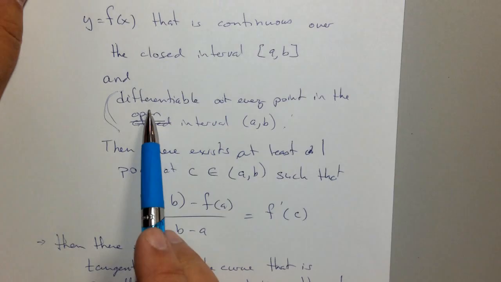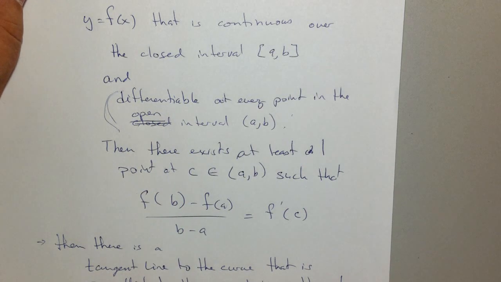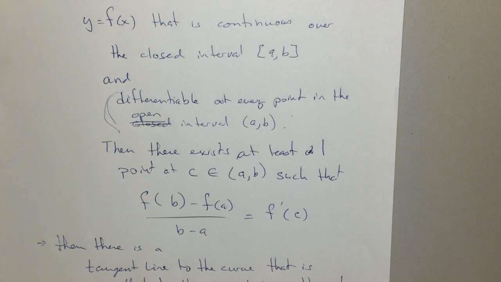So what this says is it's differentiable at every point in the open interval. So you have to have an interior point. So notice the derivatives at the endpoints do not have to exist for this to be true. For the mean value theorem, the derivatives at the endpoints do not have to exist.